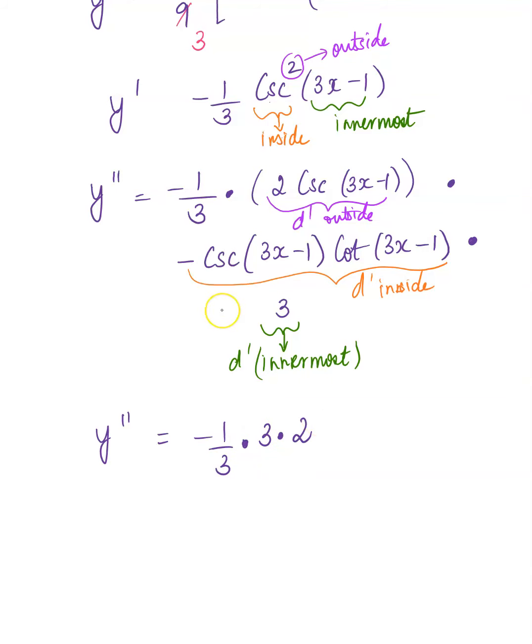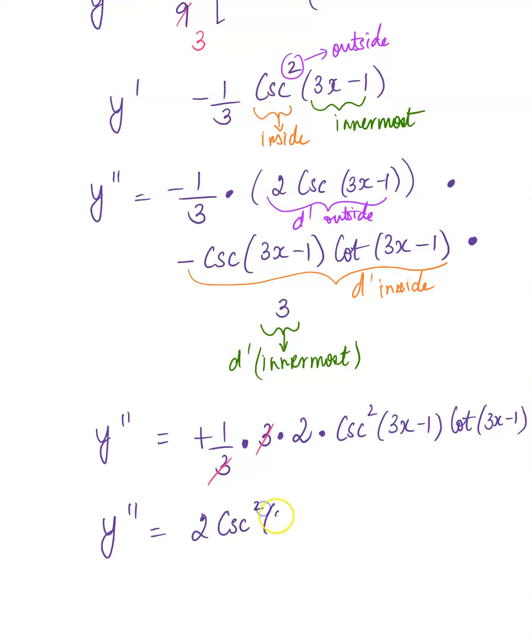Okay, I'm collecting all the numbers. Okay, the sign negative and the negative makes it positive. And then I have to collect all of these, right? So I have a cosecant 3x minus 1, cosecant 3x minus 1. So why not write it as cosecant squared 3x minus 1? Everything was matching. And then we have the cotangent 3x minus 1. The 3's here cancel off. Second derivative of y cleans up as 2 cosecant squared 3x minus 1 cotangent 3x minus 1. That will be the answer.